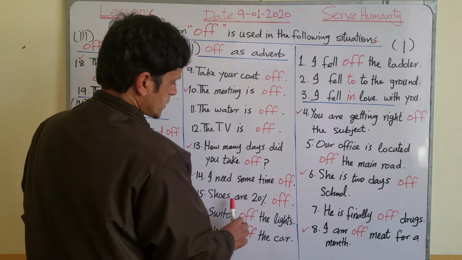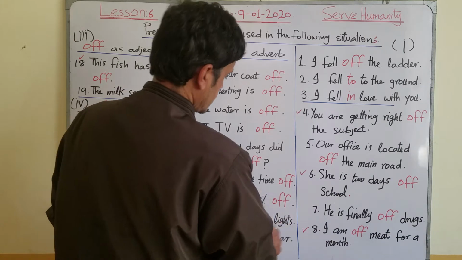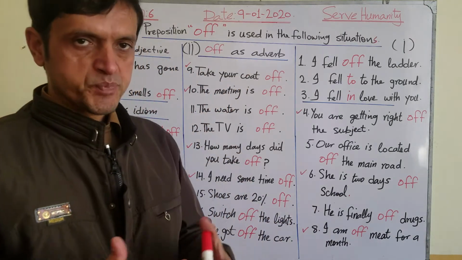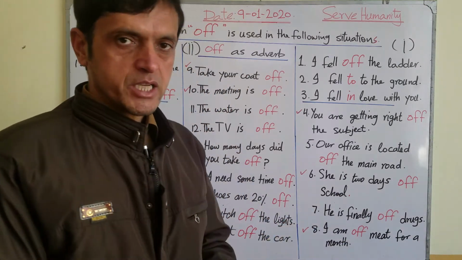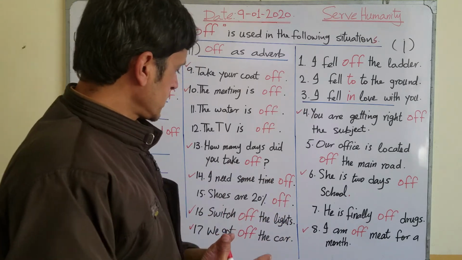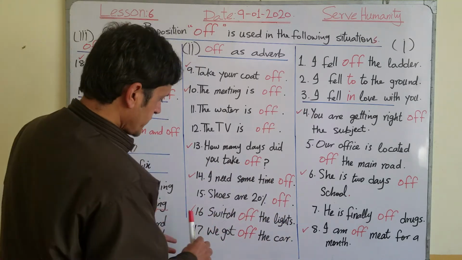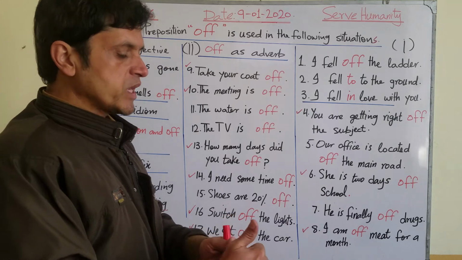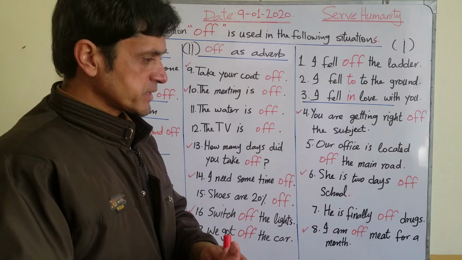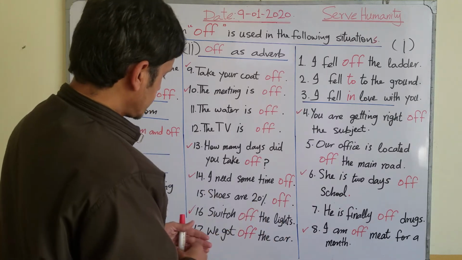Number 15, shoes are 20% off. So you can buy shoes on this sale at 20% off. It means that you will pay 20% less price.